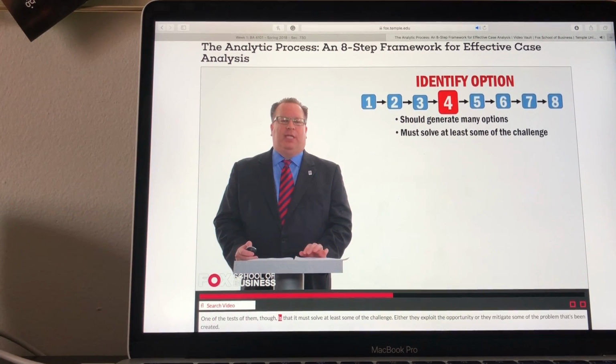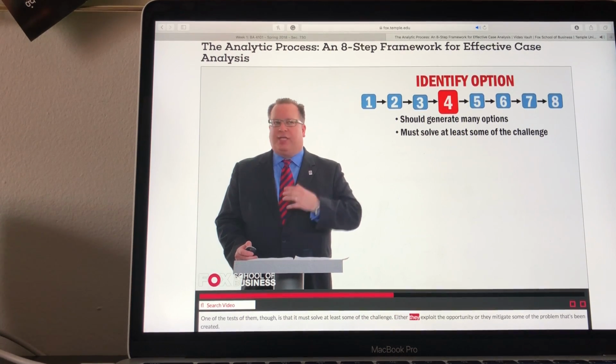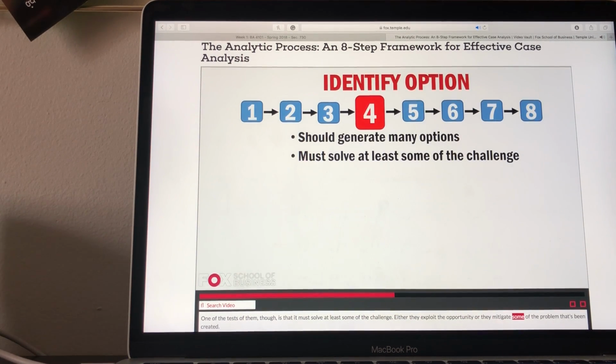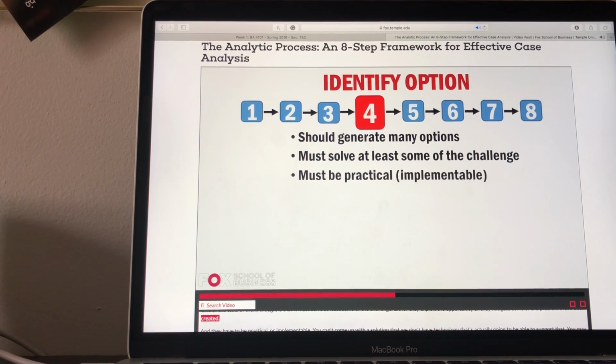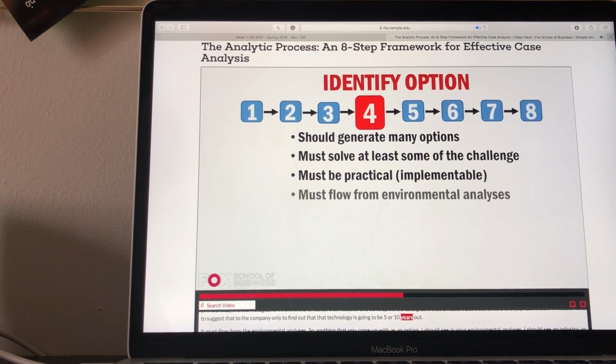One of the tests of them, though, is that they must solve at least some of the challenge. Either they exploit the opportunity or they mitigate some of the problem that's been created. And they have to be practical or implementable. You can't come up with a solution that we don't have technology to support. You may scan the technological environment and realize that research and development is taking us in that direction, but if we're not there yet, I wouldn't want to suggest that to the company, only to find out that technology is going to be 5 or 10 years out.